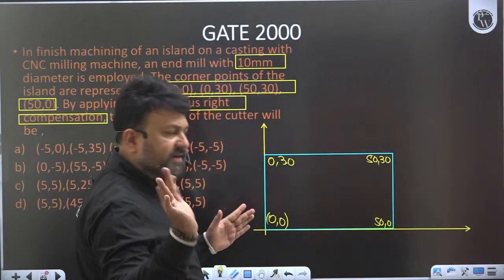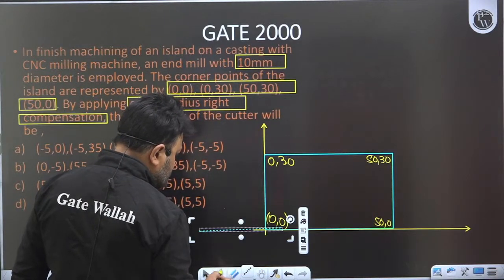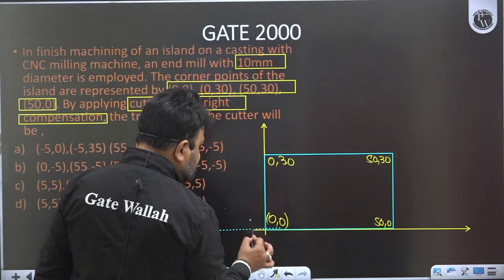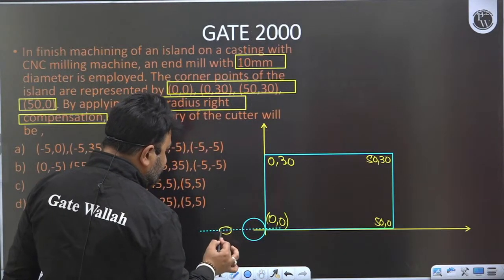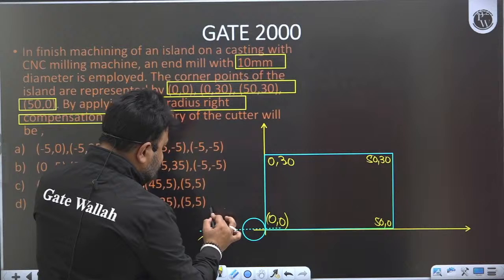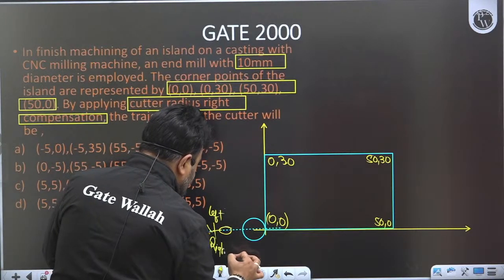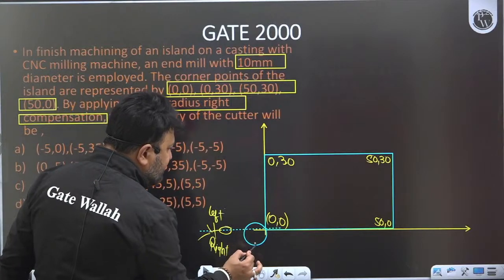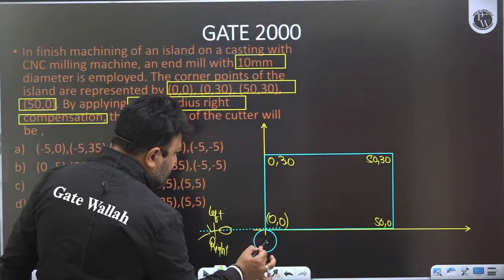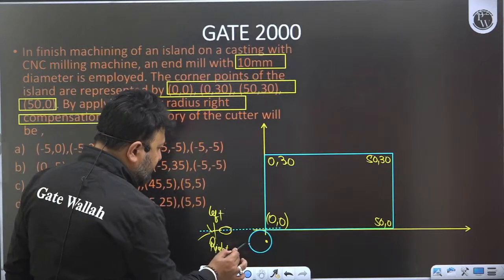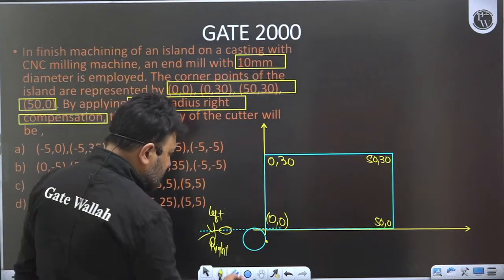This is a workpiece having coordinates 0, 0 and 0, 30 and 50, 30 and 50, 0. Now right hand side compensation, right? Basically right hand side. So it means the tool is placed here, and you are standing behind the tool. This is left and this is right. So right hand side means the center will be here. Am I clear or not? The center will be here, right?